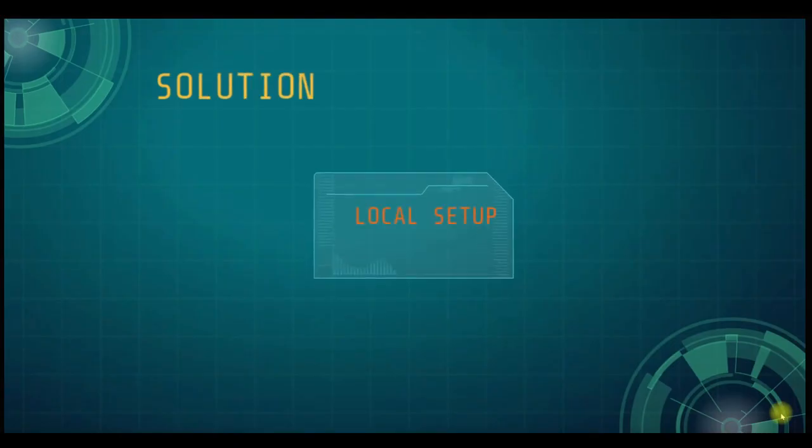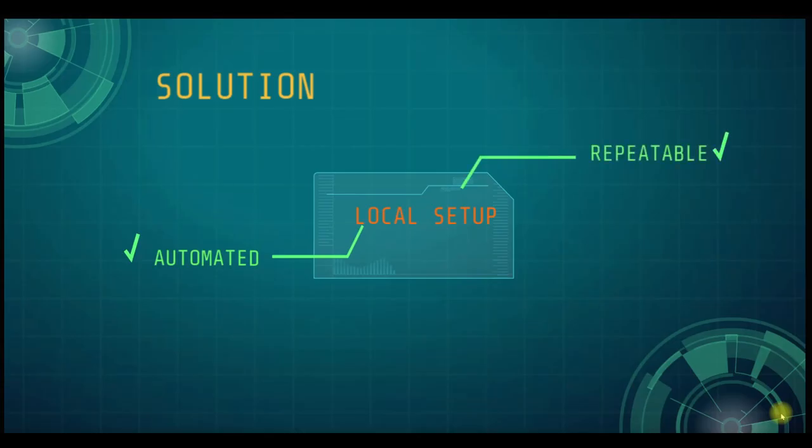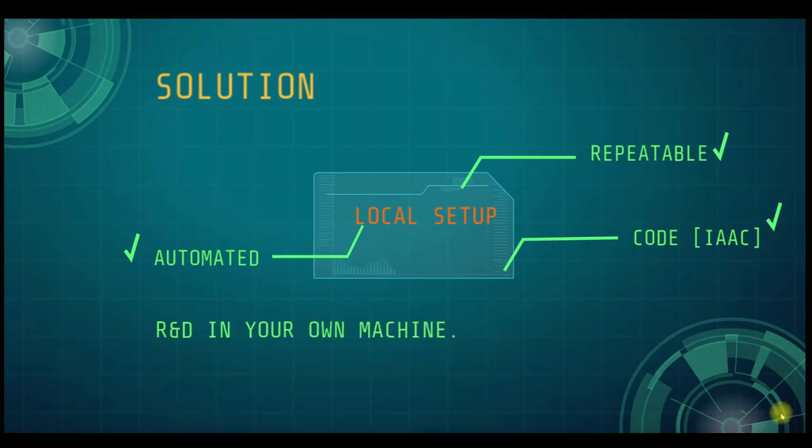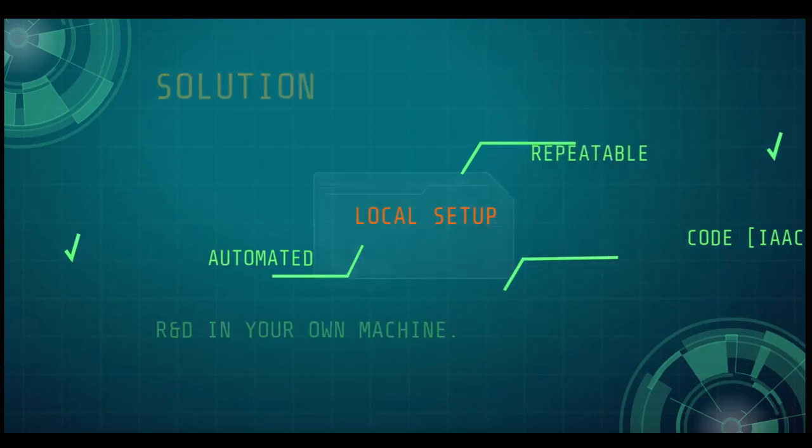So, the solution to our problem: we can have a local setup, yes, but it would be automated and repeatable, because we're going to have infrastructure as code. If we have code to set up the entire stack locally, we can do it as many times as we want. It's a completely automated process, so you can do as much R&D as you want on your local machine. Alright, now let's see what tools we'll need to set up this stack.